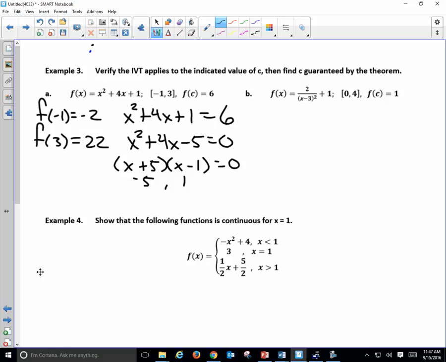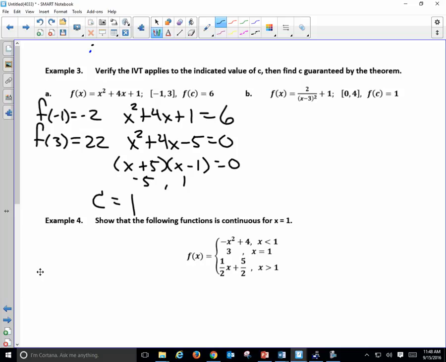You tell me. Why just one? Because negative 5 is not in the given interval. So our C value is equal to 1. So there's twice where that function has an output of 6, but only once over the interval of negative 1 to 3. And that's at a value of 1. Got it?